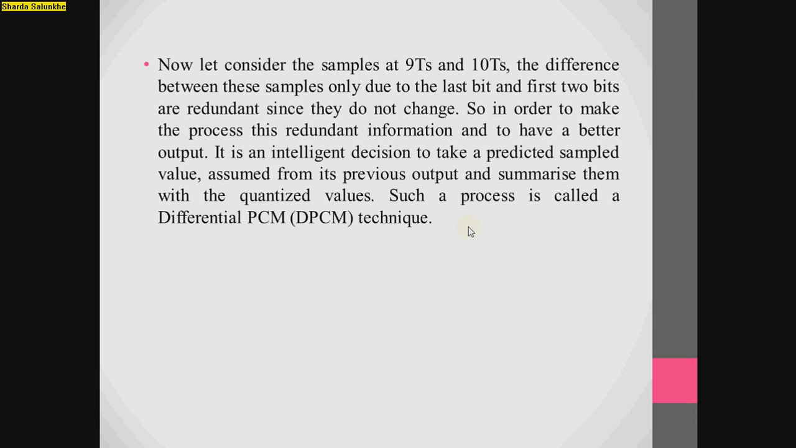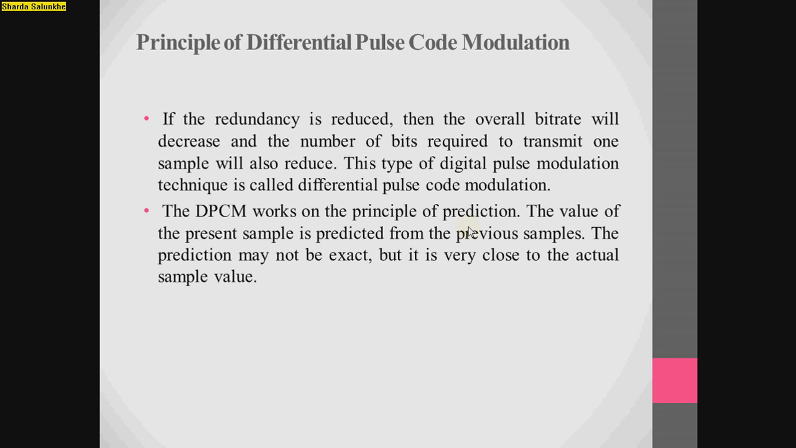So in order to remove this redundant information and to have a better output, it is an intelligent decision to take the predicted value assumed from the previous output and combine it with the quantized value, and such a process is called the differential PCM or DPCM technique. The principle of differential pulse code modulation is that if the redundancy is reduced, then the overall bit rate will decrease, and the number of bits required to transmit the samples will also reduce.